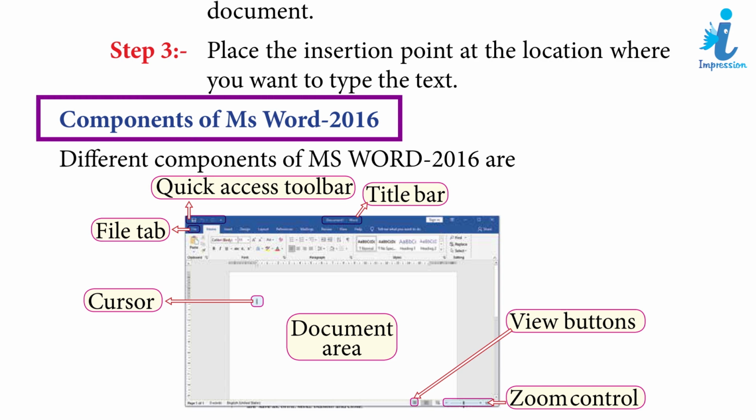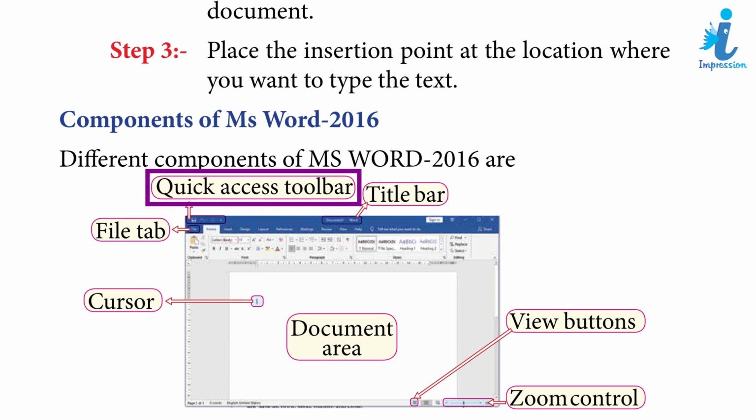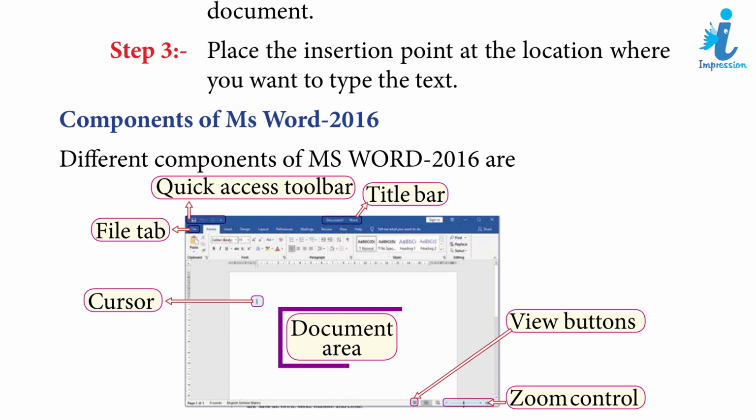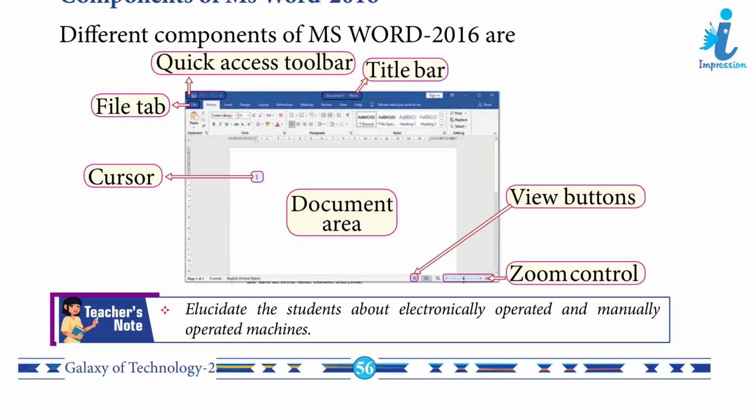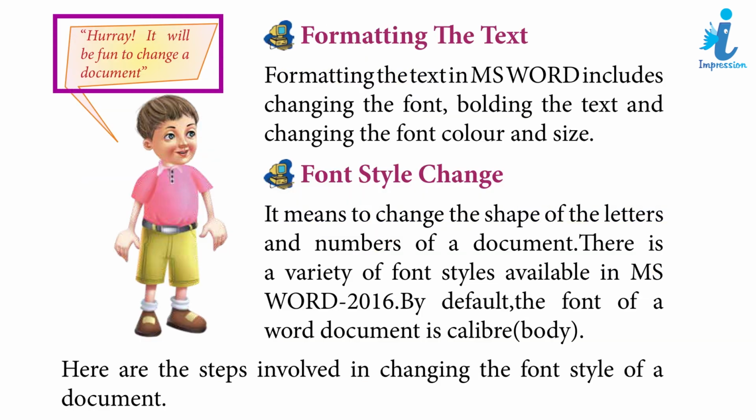Components of MS Word 2016. Different components of MS Word 2016 are Quick Access Toolbar, Title Bar, View Buttons, Zoom Control, Document Area, Cursor, File Tab. Teachers, note! Elucidate the students about electronically operated and manually operated machines. Hooray! It will be fun to change a document.